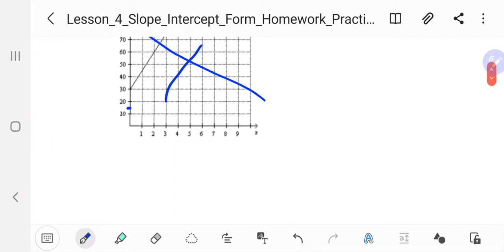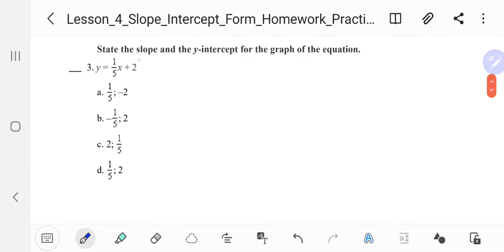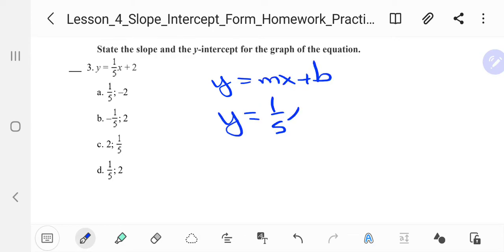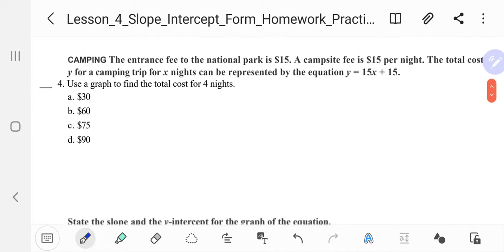All right, moving on. We got number 3, state the slope and the y-intercept. So we have y equals mx plus b, y equals 1/5 x plus 2. We have our slope of 1/5 and our y-intercept of 2. So that's 1/5 and 2, so that's D.